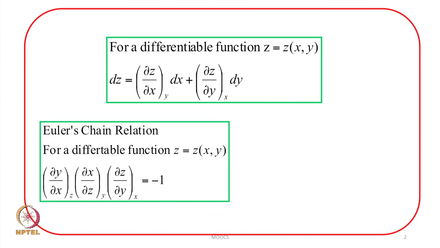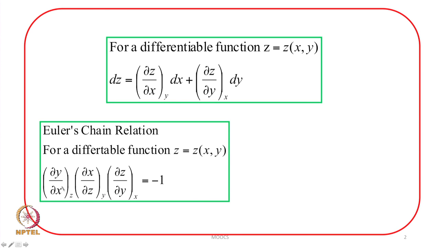Another relation that we will be using now in solving the further questions is the Euler chain relation. This is sometimes also called the chain relation, or sometimes the cyclic rule. That is, for any differentiable function z, which is a function of x and y, ∂y/∂x at constant z into ∂x/∂z at constant y into ∂z/∂y at constant x is equal to -1. This is a cyclic rule, because you are just making a cycle between y, x and z.